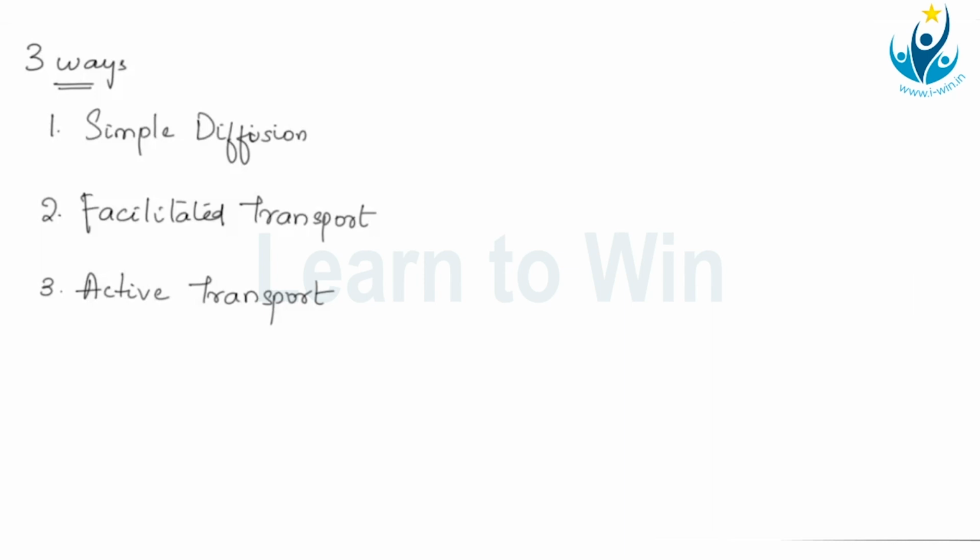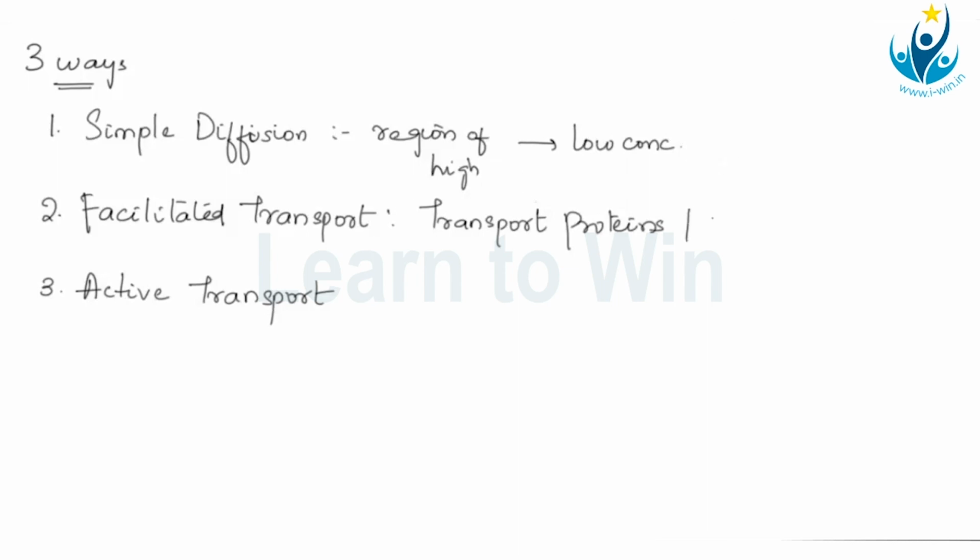Now simple diffusion is completely based on the concentration gradient. Substances move from the region of high concentration to the region of low concentration. So it's just that downflow movement. In facilitated diffusion, you need the help of transport proteins, which help the movement of substances across the membrane, right? And you will also need the help of some other ions.